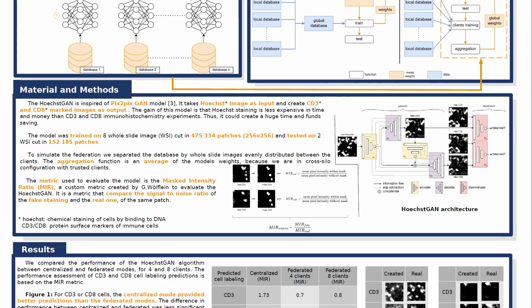And to evaluate the model, we use the MIR metric, the masked intensity ratio. It's a metric created by the creator of the model to evaluate it. So basically it's a signal to noise ratio between the fake staining and the real one. So we will compare the images created by the model and the real one and look at the pixel intensity to see which image has less noise.